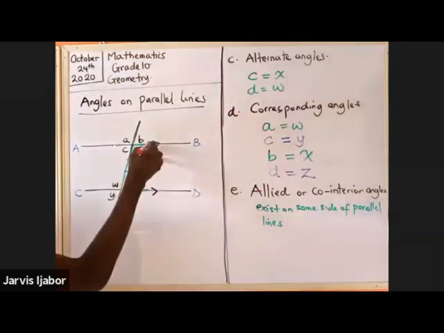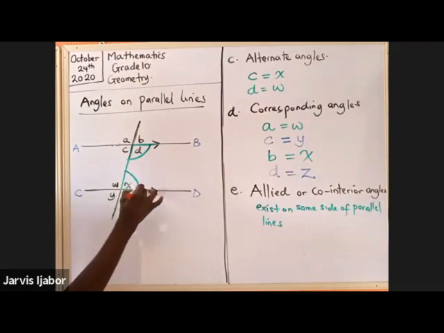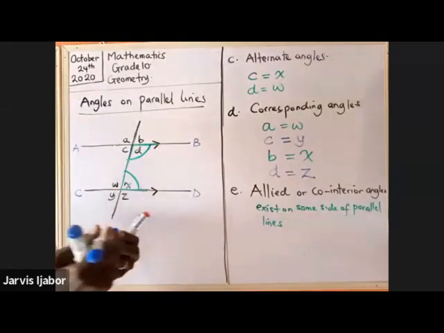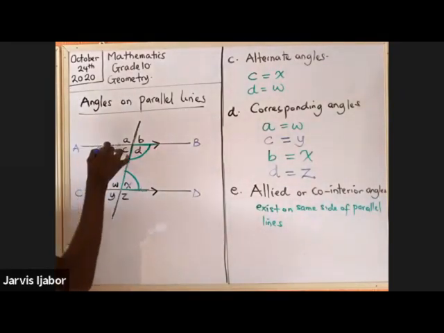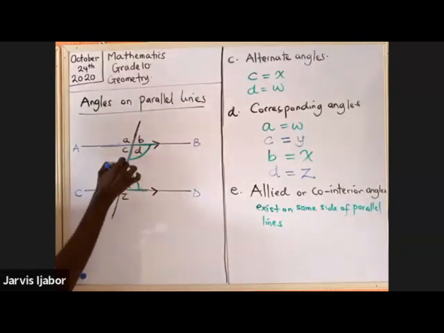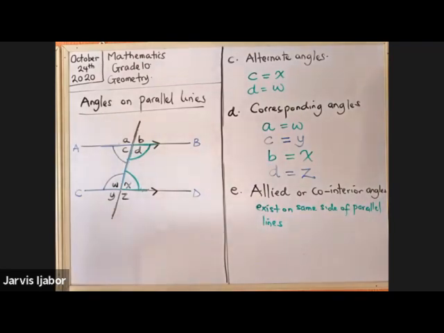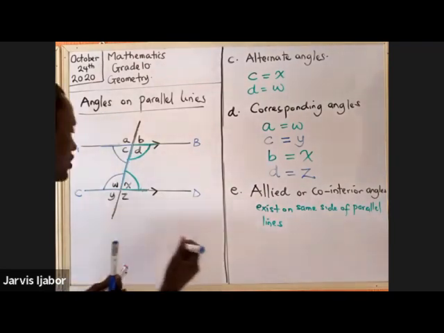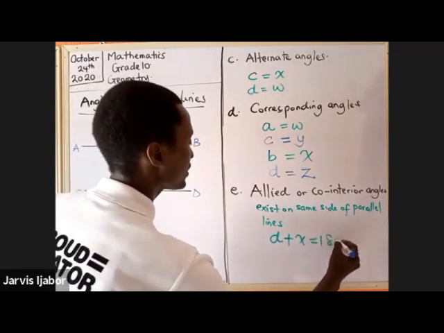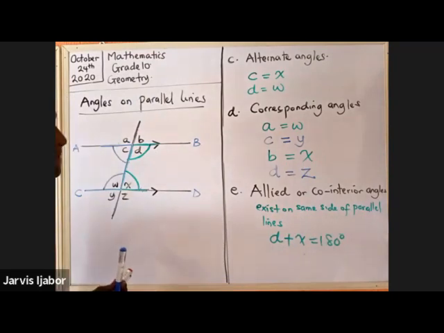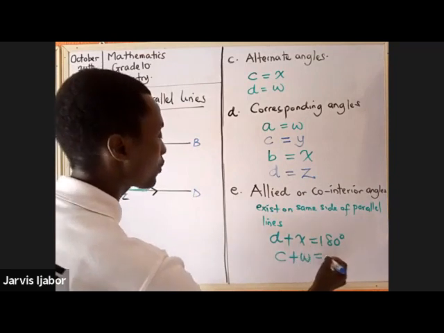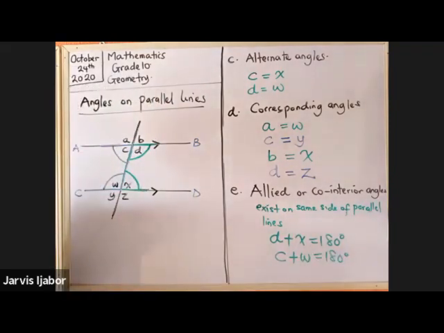So in describing this, this one is one, this another. Let's see if I can get my blue marker. Then look at this also. That's another pair of allied or co-interior angles. So essentially you're going to have D plus X equal to 180 degrees. Then what you're going to have here will be C plus W equal to 180 degrees.